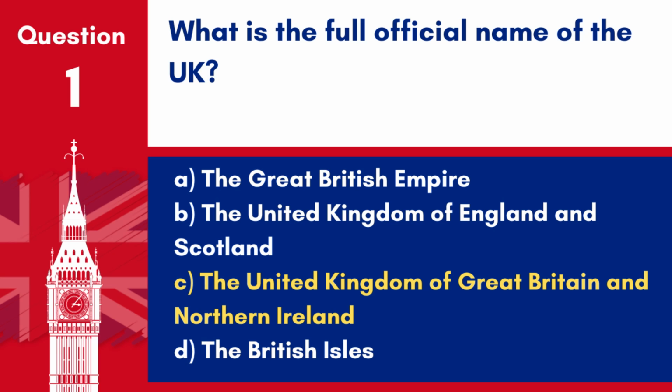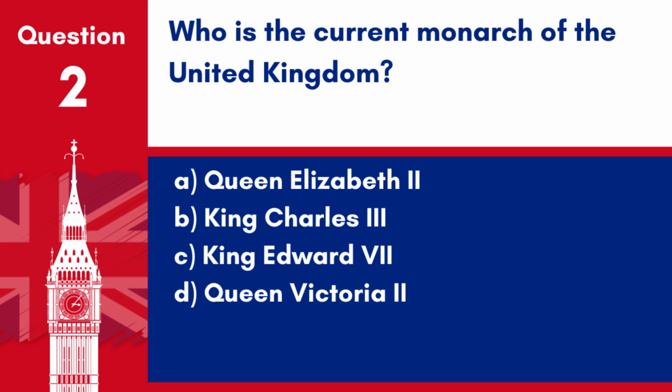This is the full official name, encompassing England, Scotland, Wales, and Northern Ireland. Question 2. Who is the current monarch of the United Kingdom? A. Queen Elizabeth II. B. King Charles III. C. King Edward VII. D. Queen Victoria II.